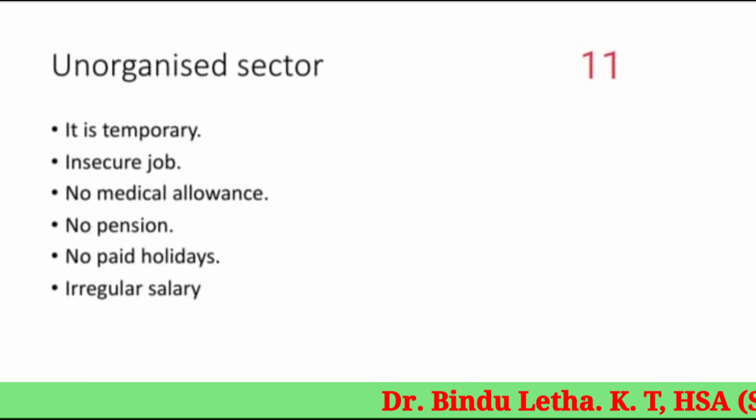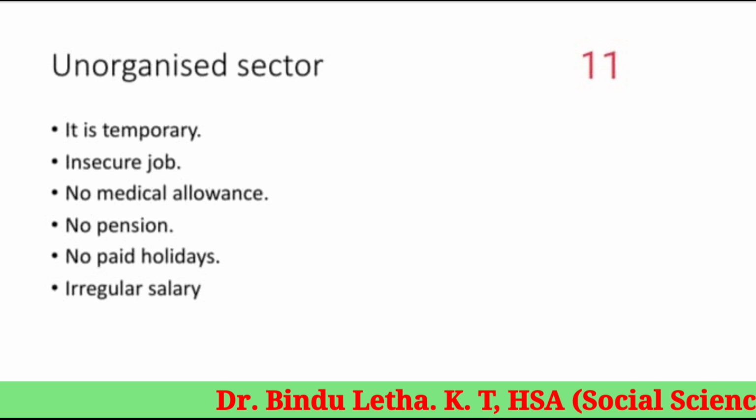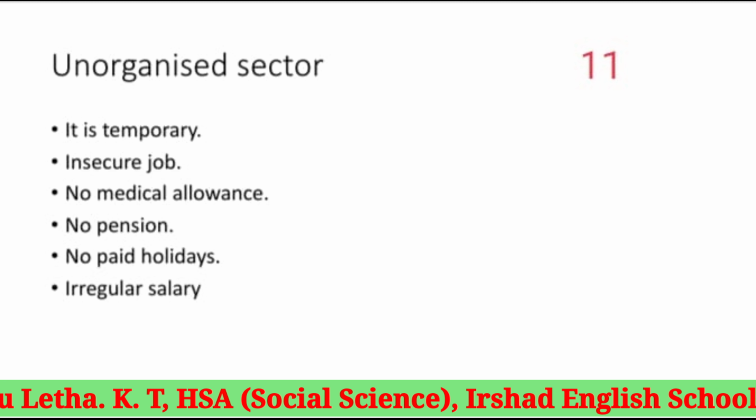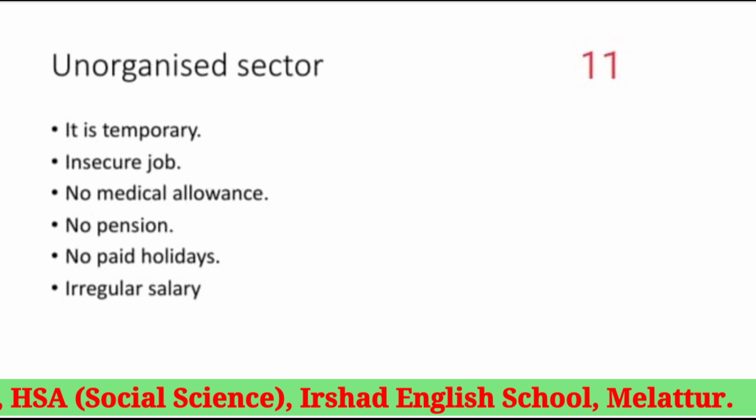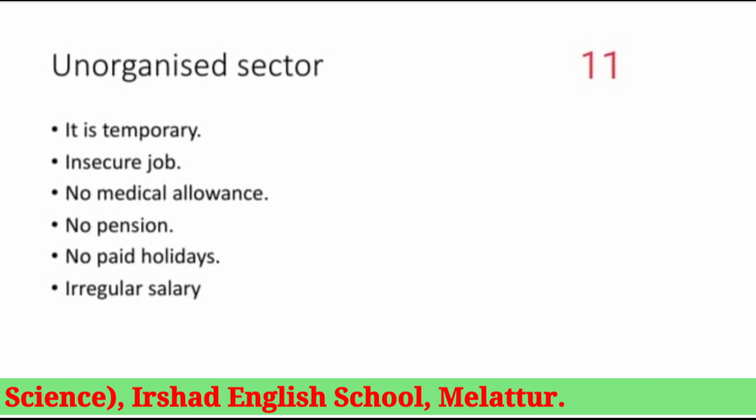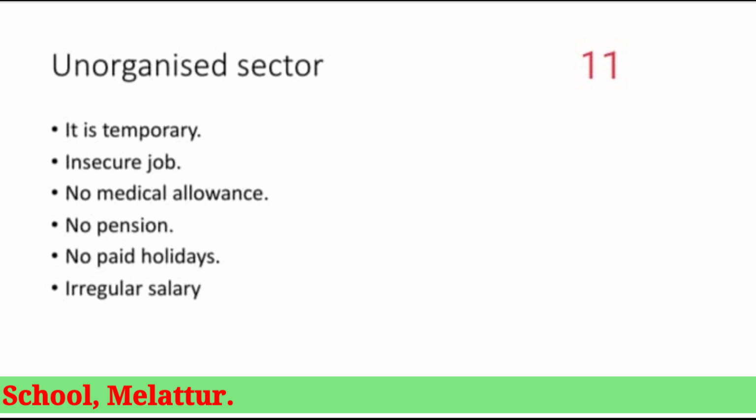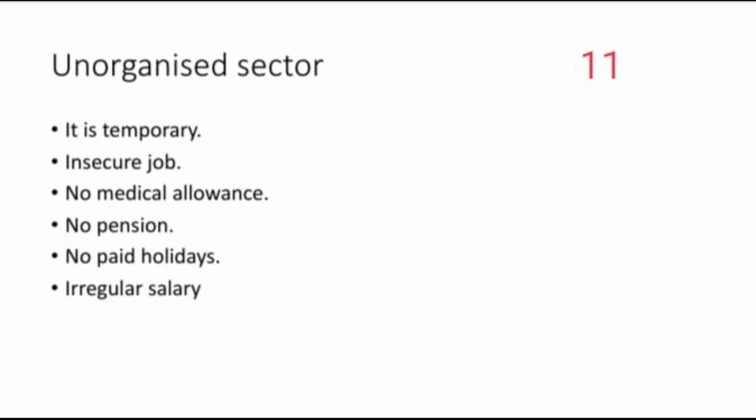Likewise, the second category is the unorganized sector. This is a casual or temporary sector. It provides insecure jobs. There are no medical allowances, no pension, no paid holidays in this sector. Irregular salary is the main feature of the unorganized sector.